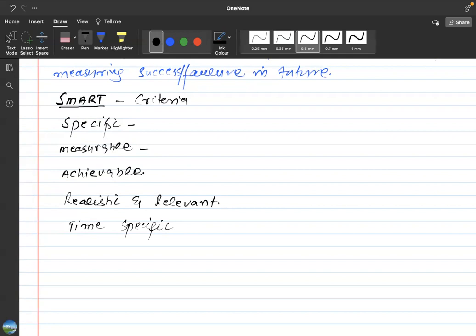But if a business would say that it wants to achieve 20% profit, that is measurable, yes, that is specific, yes, but that is not time specific. So objectives should be time specific too. This is the criteria that we establish for making objectives. If objectives are SMART, then only can they be called right objectives.